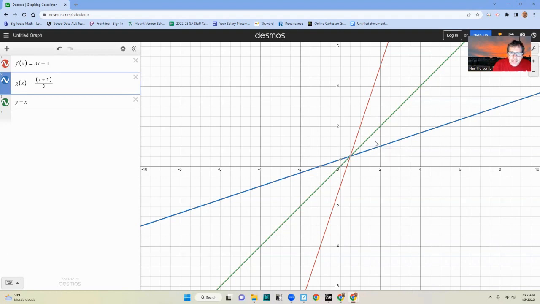Now, if I go diagonally, or perpendicular to my line of reflection, and go to the other side the same distance, that is the point (1, 2). So you have (1, 2) and (2, 1). The x and the y replace each other, or they switch. Okay, and that's what an inverse function is. It's a function reflected across y equals x, and its reflection is the inverse.